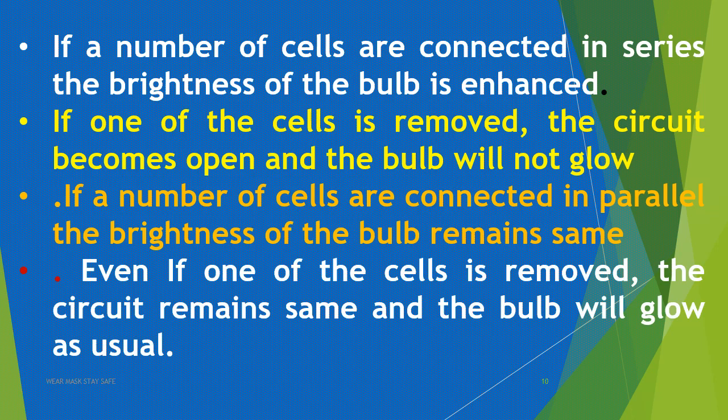And you have also already observed that even if one of the cells is removed, the circuit remains closed and the bulb will glow, where? If the cells are connected in parallel. When they are connected in parallel, the current will flow in any one of the paths. If one cell is removed, the brightness of the bulb will remain and it will glow. Understood? You might have learned these points from these three different situations.